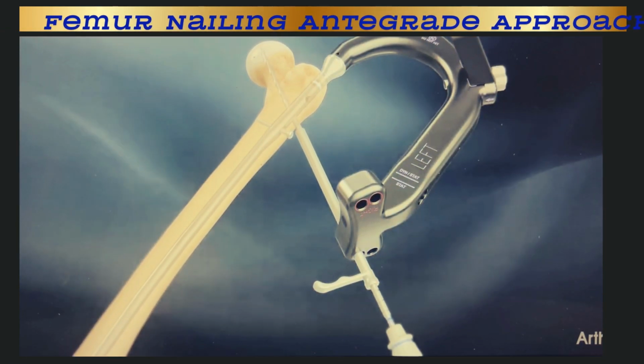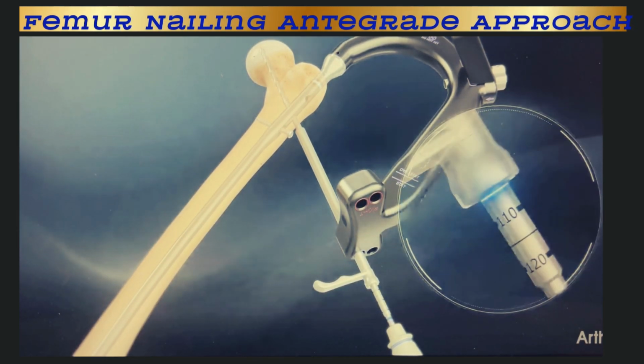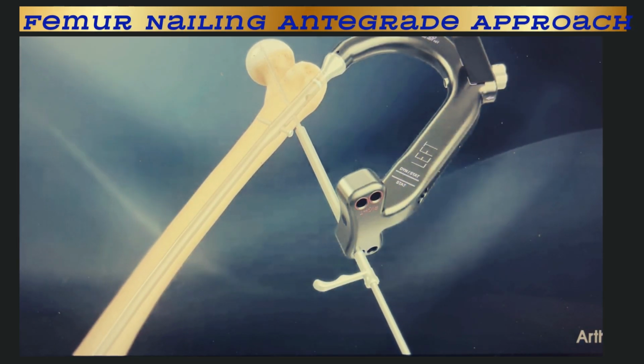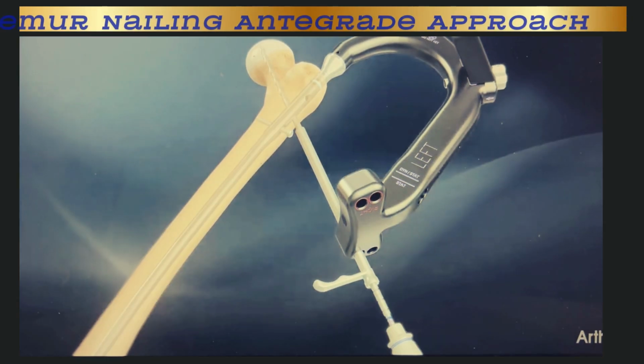Insert the 5 mm calibrated cannulated drill, blue-purple, over the guide pin. Then drill the femoral head to the appropriate depth, measuring the screw length from the calibrated lines.